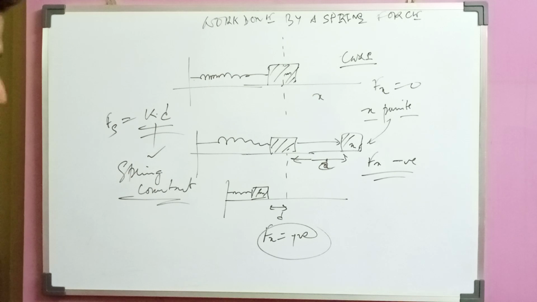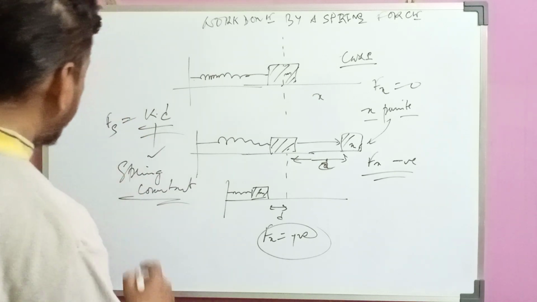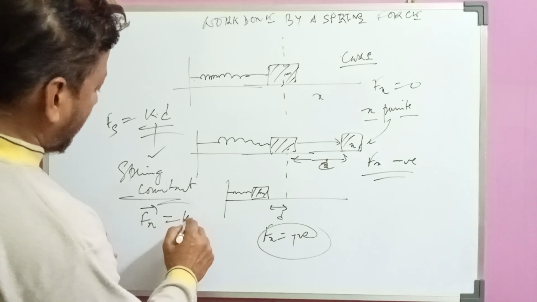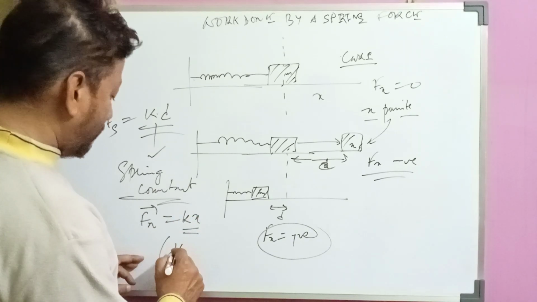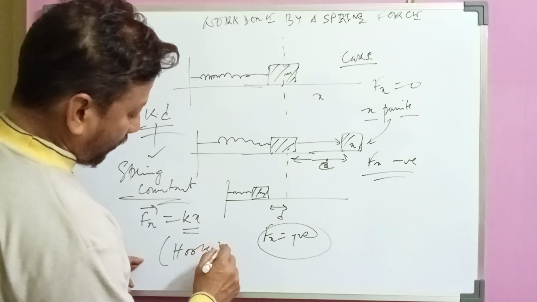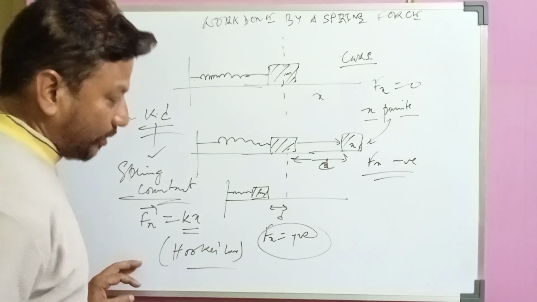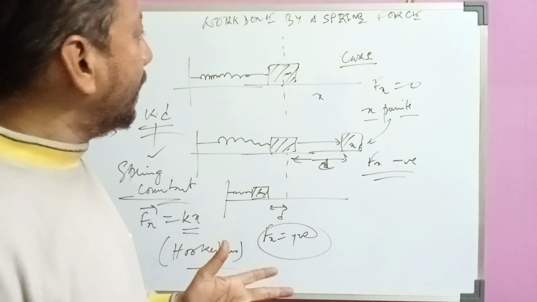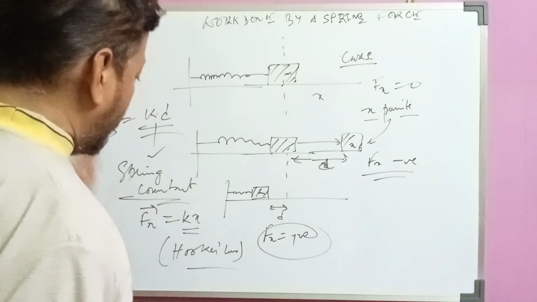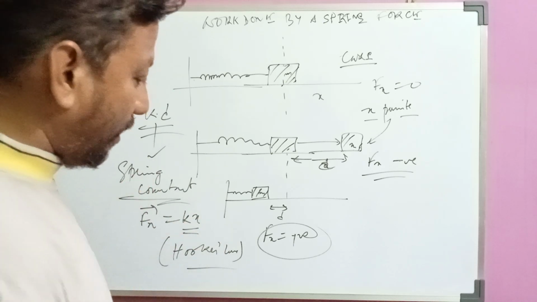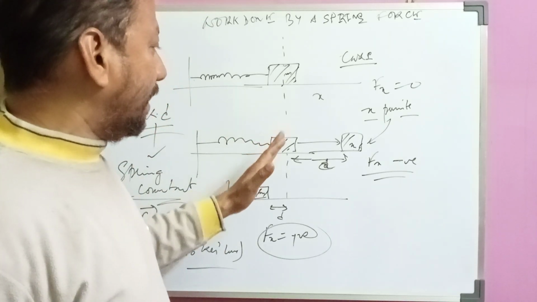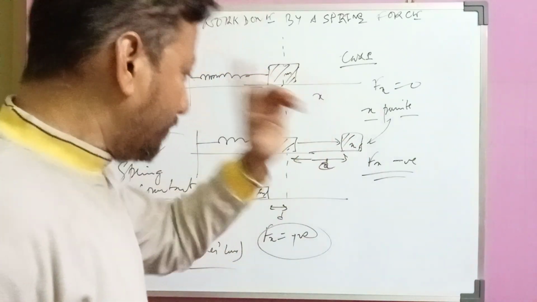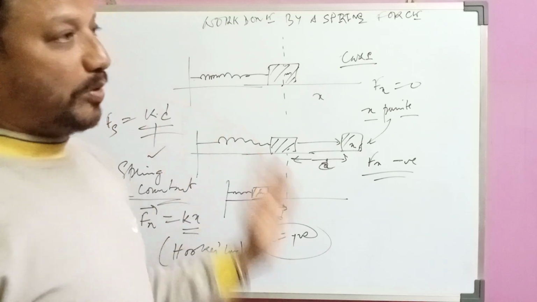From here, what did we get? This Fx will be kx, and this will be Hooke's law. These are the whole things we did. Keep it always in mind. So this is the spring constant that we got. Always keep in mind that when it's stretched, Fx, the force, is negative, and when it's compressed, Fx will be positive.